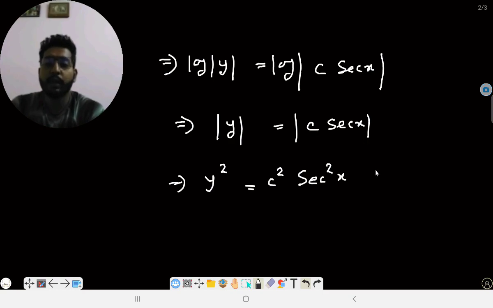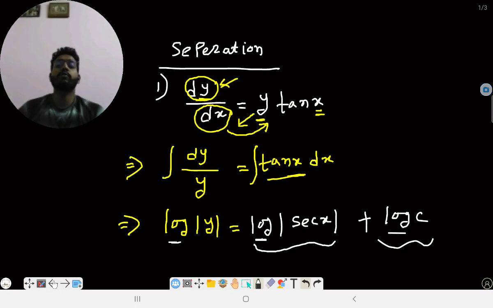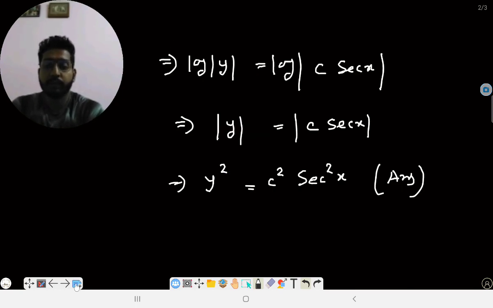So this is my differential equation. This is a very easy one. The first technique is separation. What is separation? We have to separate the variables according to their variable. That means if there is a y, we separate y with dy, and if there is x, we separate it with dx, and after that you just integrate. This is the first technique, separation.